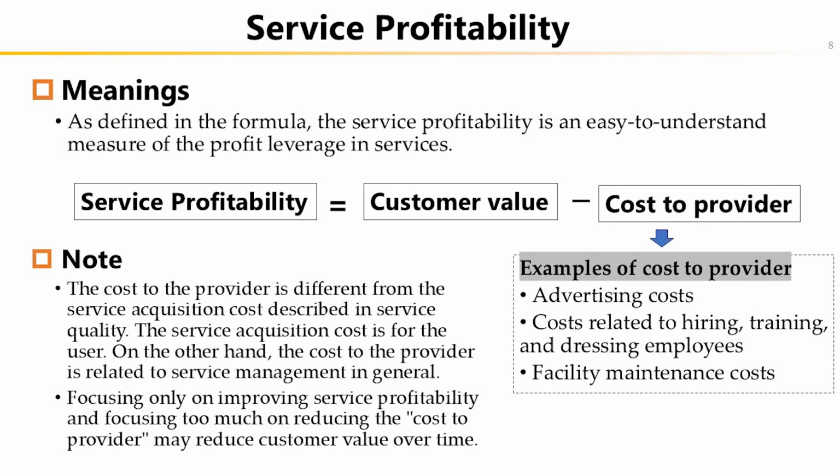Here is the service profitability. As defined in the formula, the service profitability is easy to understand. This formula is a qualitative expression and may sometimes represent psychology. Take a look at the cost to provider on the right-hand side of the formula. We can see examples of the cost to provider, such as advertising costs, costs related to hiring, training, and dressing employees, facility maintenance, and advertising costs. It will be easy for you to understand them.